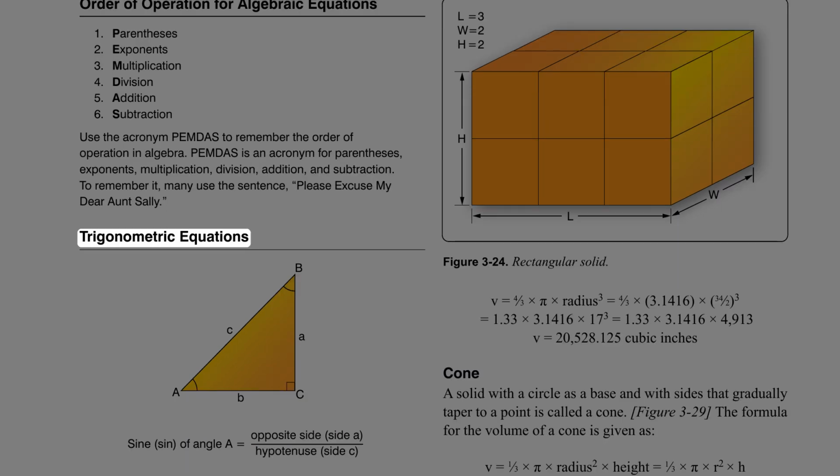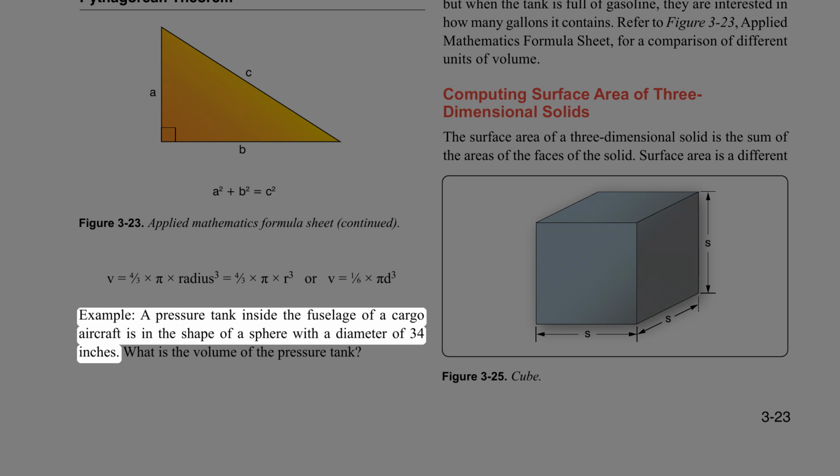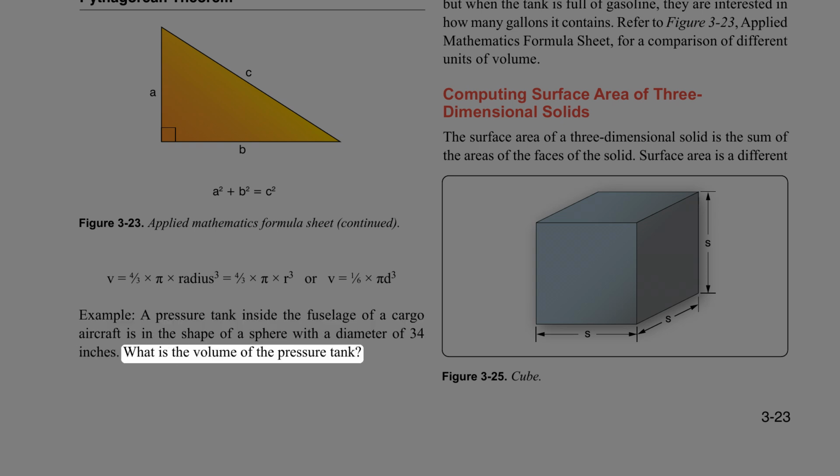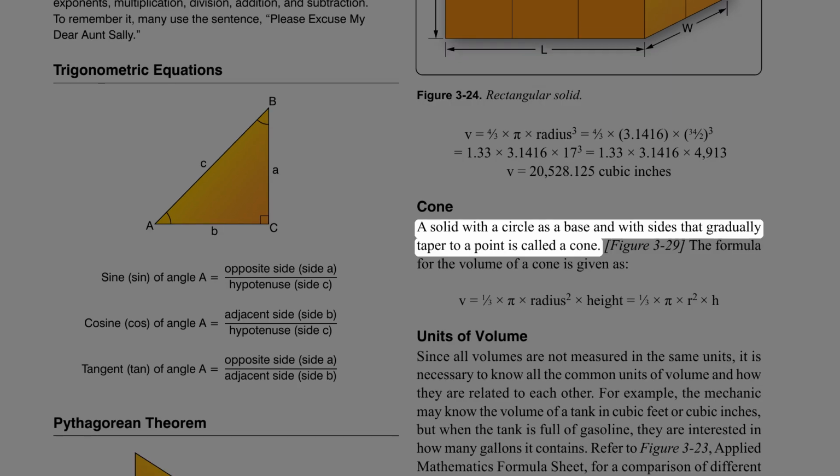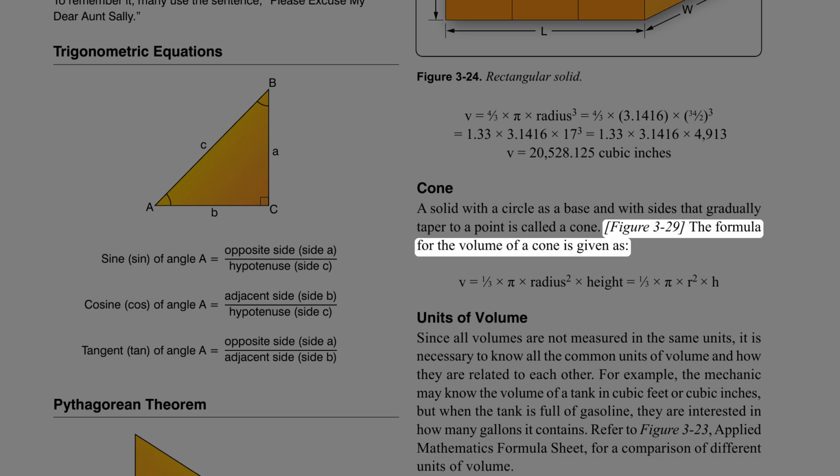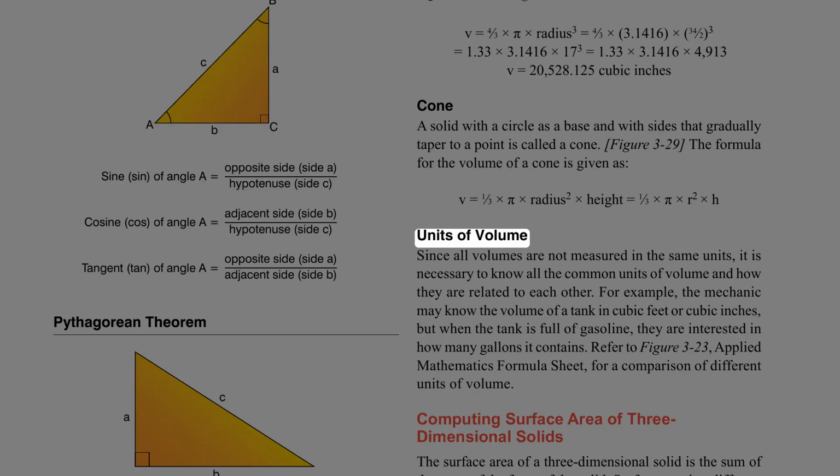Example. A pressure tank inside the fuselage of a cargo aircraft is in the shape of a sphere with a diameter of 34 inches. What is the volume of the pressure tank? Cone. A solid with a circle as a base and with sides that gradually taper to a point is called a cone. Figure 3-29. The formula for the volume of a cone is given as follows.